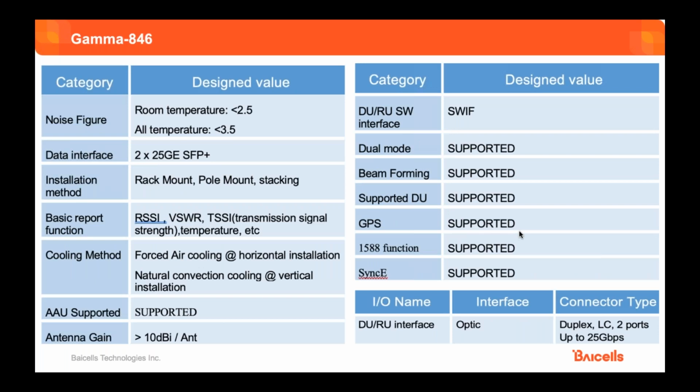We have the data interface. You can see we have two 25 gigabit Ethernet SFP+. This is the fiber connection. This is the eCPRI. And AAU is supported, which means the antenna is built in and the antenna gain is 10 dBi. So it's built in. And we support dual modes.